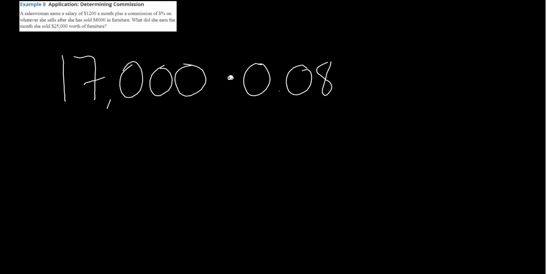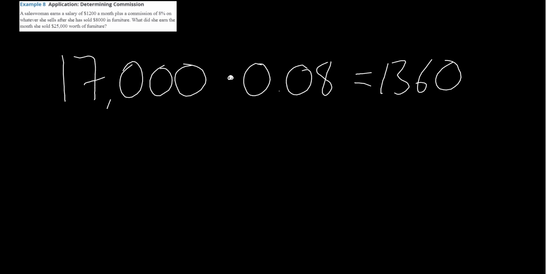17,000 times 0.08 is $1,360. So she earned $1,360 in commission. Okay, so total, what does she earn?